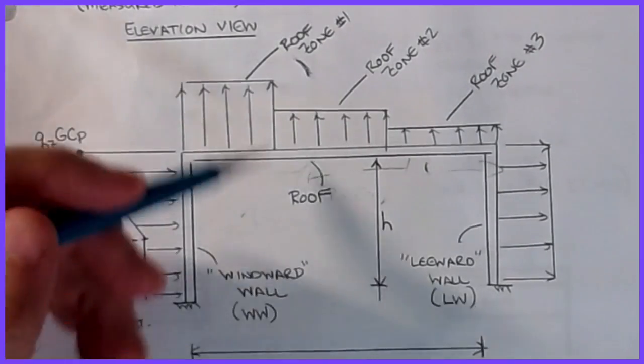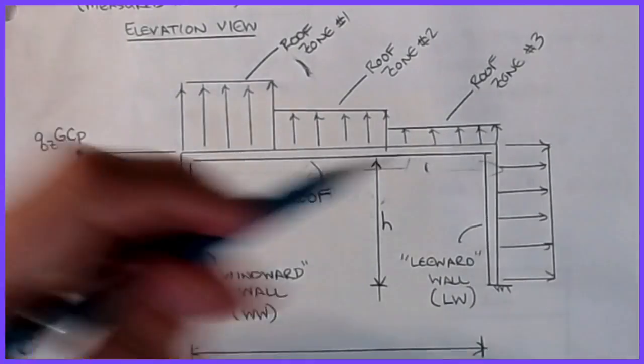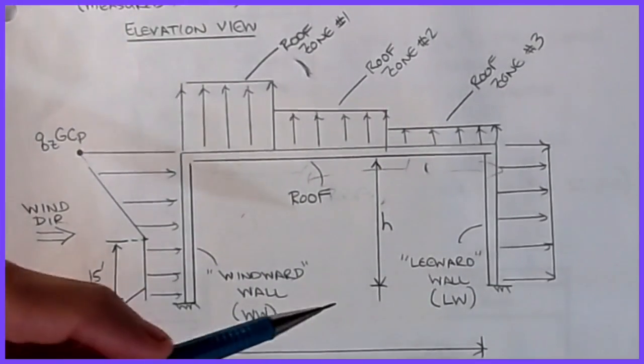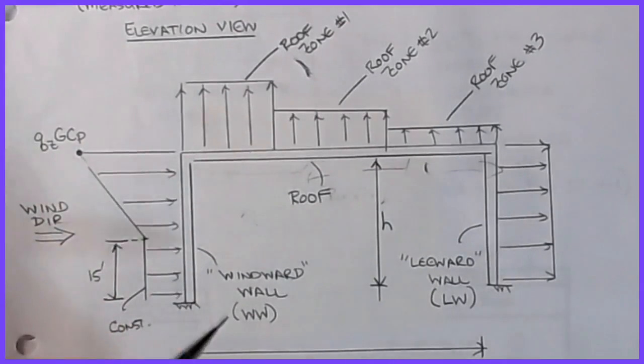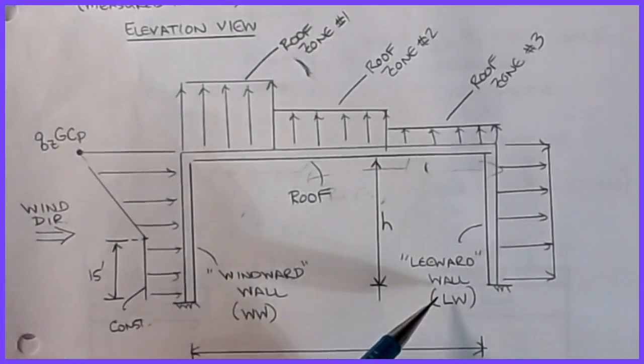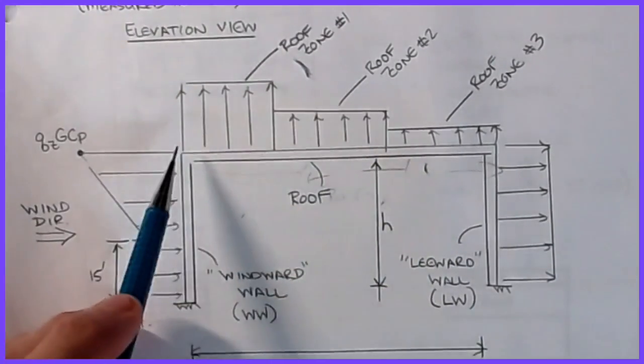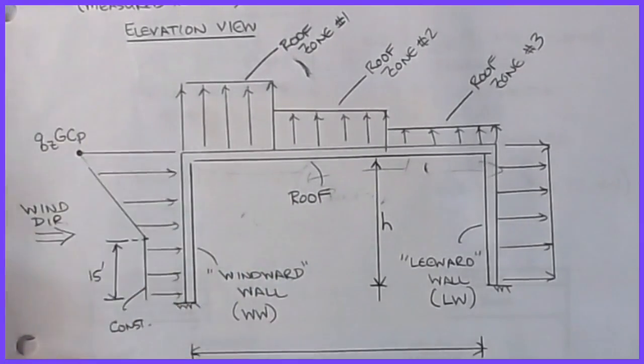Again, you could have columns in the middle of this. They don't affect the distribution of the pressure on the surfaces. We're going to abbreviate windward wall as WW, and leeward wall as LW. And then of course the roof is the roof. The internal stuff we're not worried about at this point.